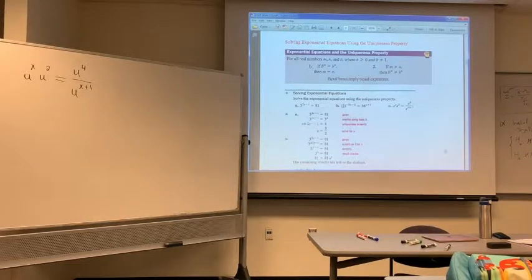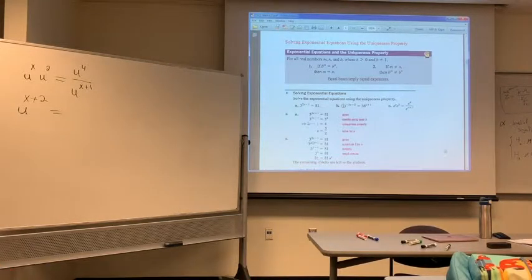We have a multiplication on the left side of the equality, and we have a division on the right side of the equality, right? If we multiply two terms which have the same base, both of them are u, we can write down one of these, and then what happens to the power? Add them, exactly. x plus 2, right?